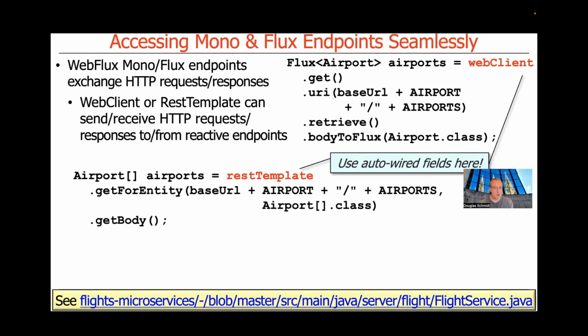So from a client programming point of view, if you're sticking with WebMVC and you want synchronous communication from the client, you use REST template. But if you're doing asynchronous communication, you would use web client. This again assumes you've got a client that supports web client. Note, by the way, just a little side note, the use of auto-wired fields. So web client and REST template are both auto-wired, and they're created by the appropriate bean factory method.